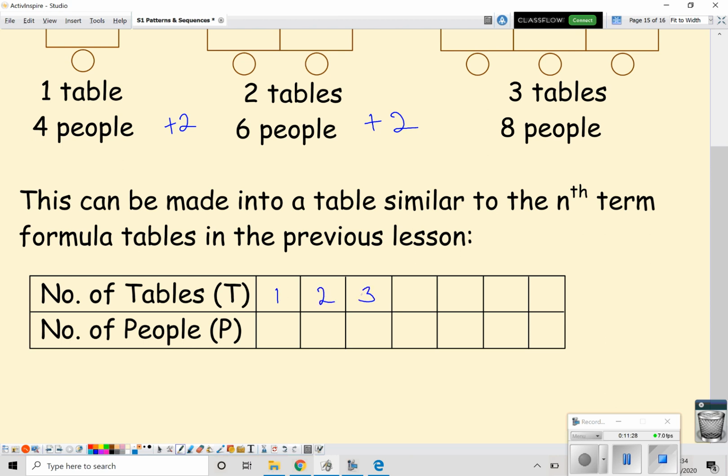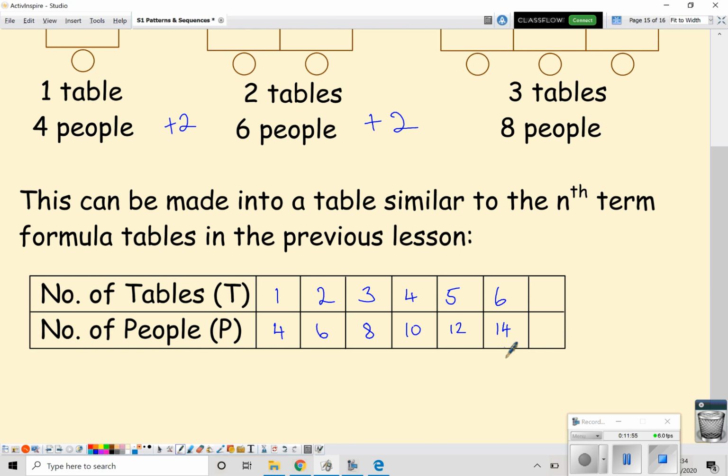And on the bottom row, we're going to put that we have 4 people on the first table, 6 people on 2 tables, 8 people on 3 tables, and then you would start to predict, well, okay, so for 4, 5, and 6, then we would have 10 people, we would have capacity for 12 people for 5 tables, and for 6 tables with the capacity for 14.